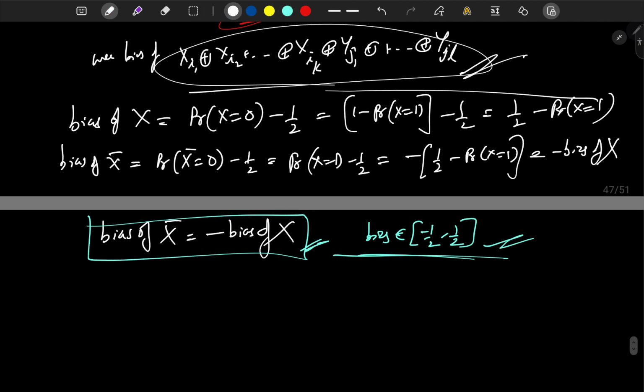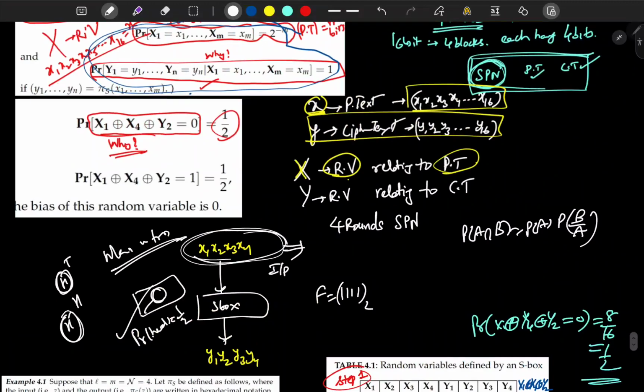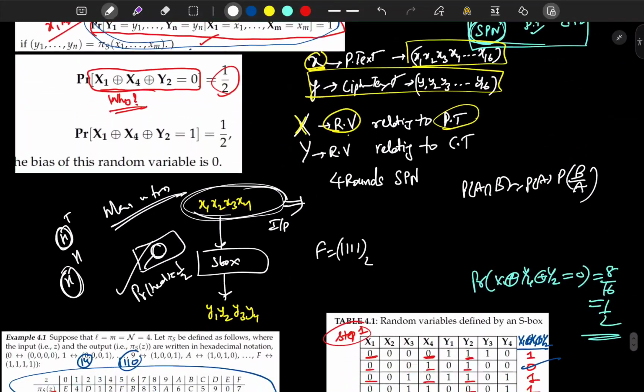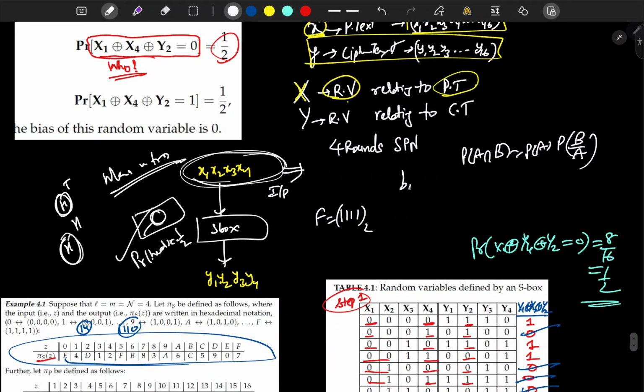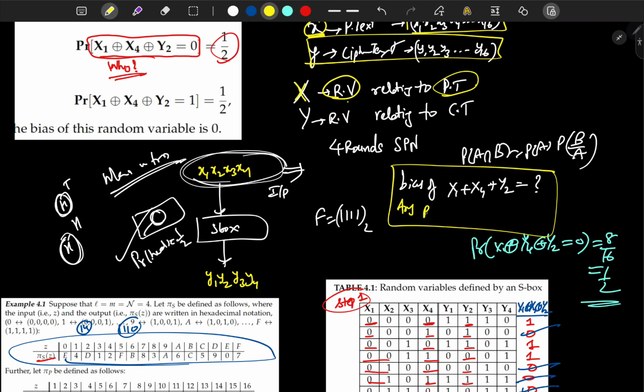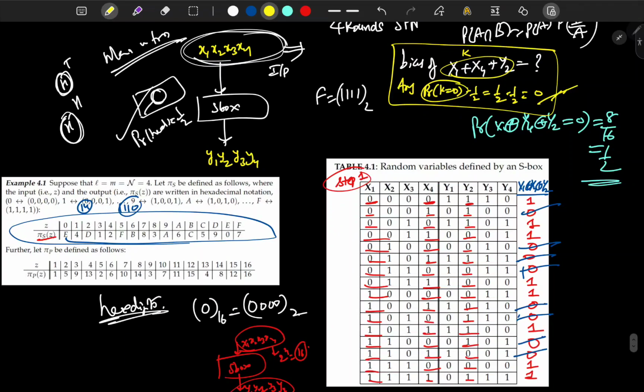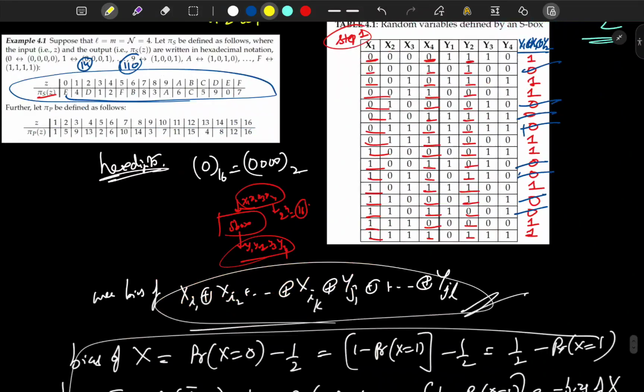Anyhow, this is not relevant. Let's come to our topic. Basically, finally we have to compute the bias of a random variable. So if anyone asks, how much is the bias of x1 ⊕ x4 ⊕ y2? The answer is the probability that this, let's say k, equals 0, minus half. So this value is half minus half, therefore the bias of k is 0. Like that you have to solve. Okay, nice.